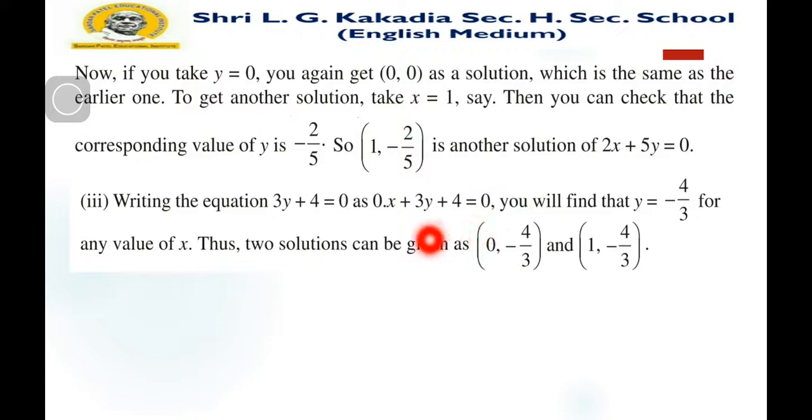So if you put 0, then you find y is minus 4 by 3. If you put 1, then you find minus 4 by 3. If you put 2, then you get (2, minus 4 by 3), and in this way you can find infinitely many solutions.